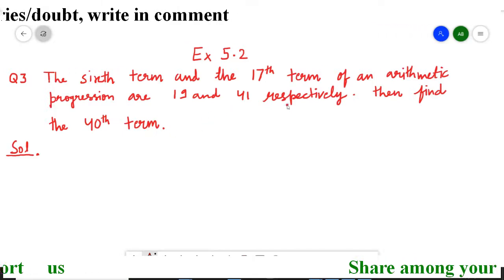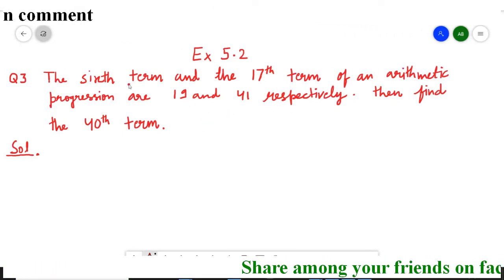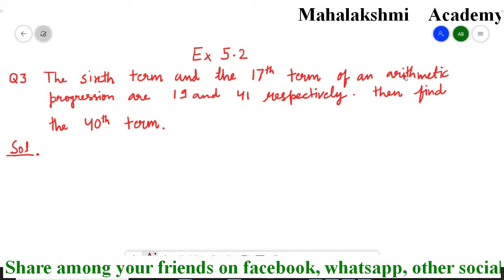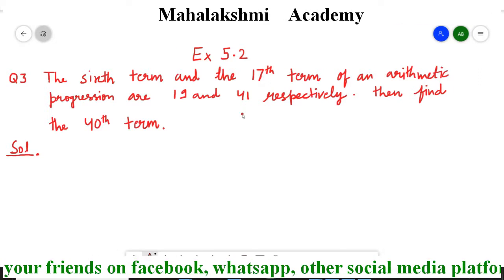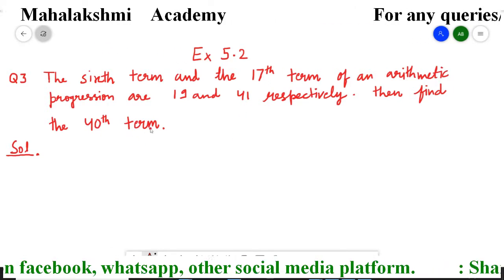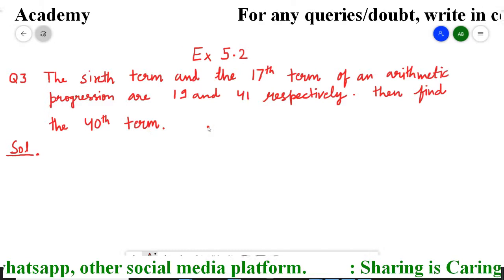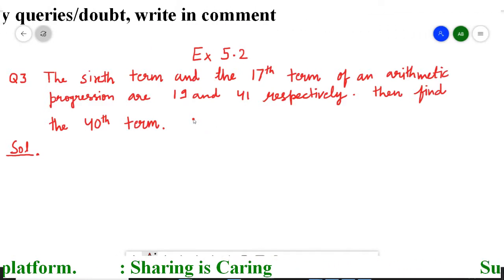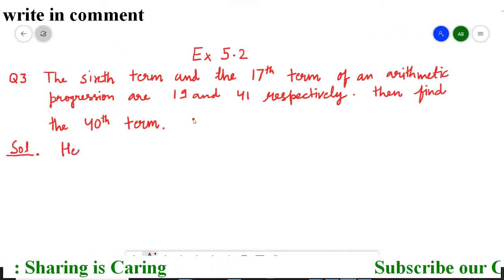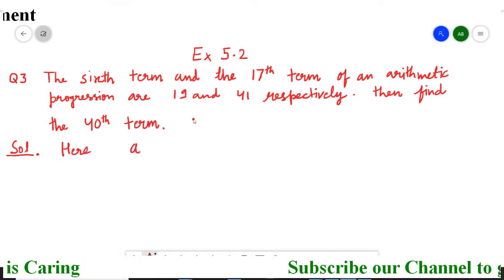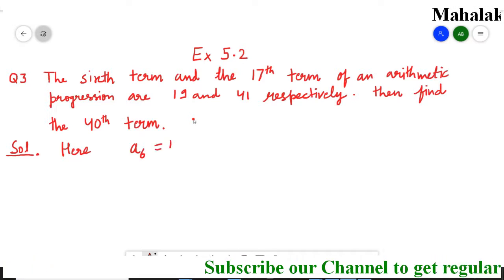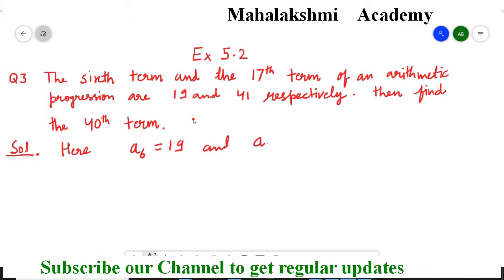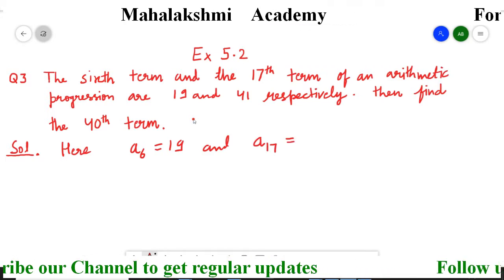So here it is given to us that the 6th term is 19 and the 17th term is 41 of an arithmetic progression. Then with the help of these two numbers, we have to calculate the 40th term of the AP. So we will start to write it. Here the 6th term is a6, a6 is 19, and the 17th term is a17, which is equal to 41.